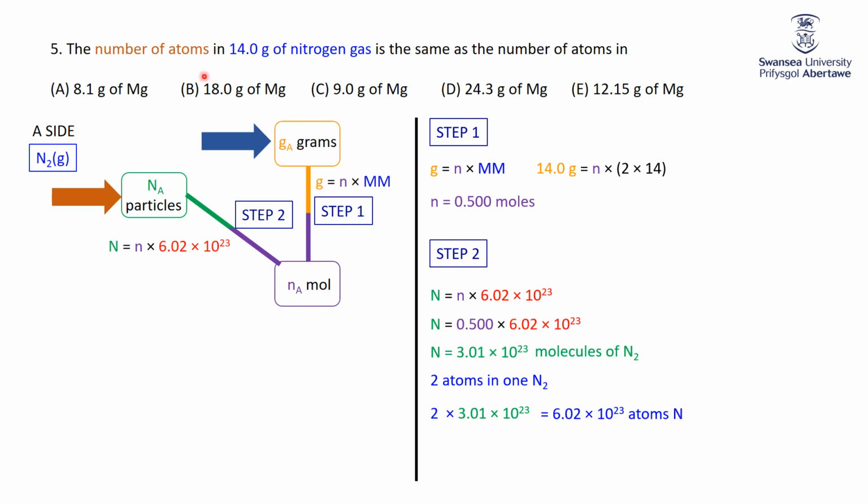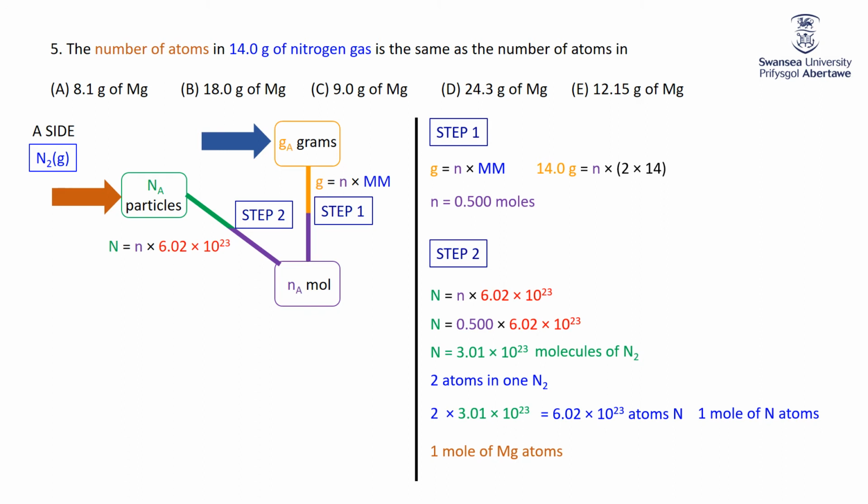So the number of atoms in 14.0 grams of nitrogen gas, N2, is 6.02 times 10 to the 23 atoms. And of course, that is 1 mole: 6.02 times 10 to the 23, 1 mole of nitrogen atoms.